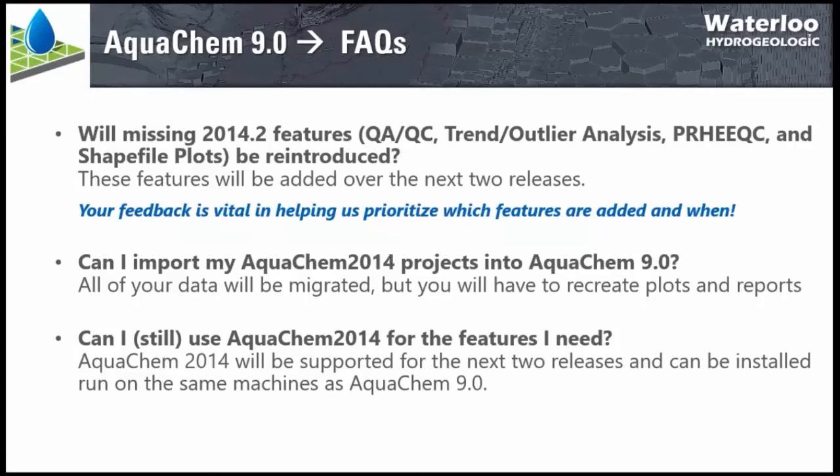And you can import your AquaChem 2014 projects fairly seamlessly. All of the data will be migrated over. You will have to recreate some of your plots and reports, although I think you'll see that doing that is actually really straightforward and a lot more powerful. If you're really wanting to use, say, freq-C, AquaChem 2014 is still available and can be installed on the same computer and can be run in parallel with AquaChem 9.